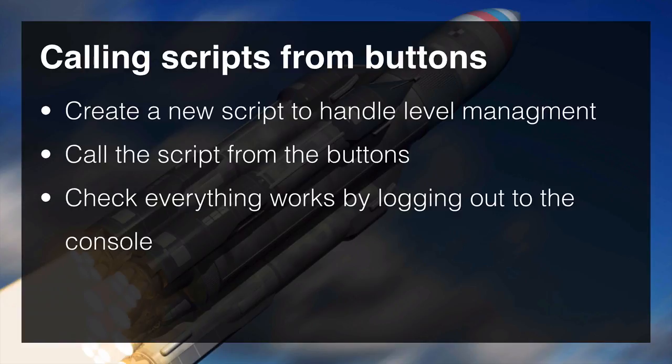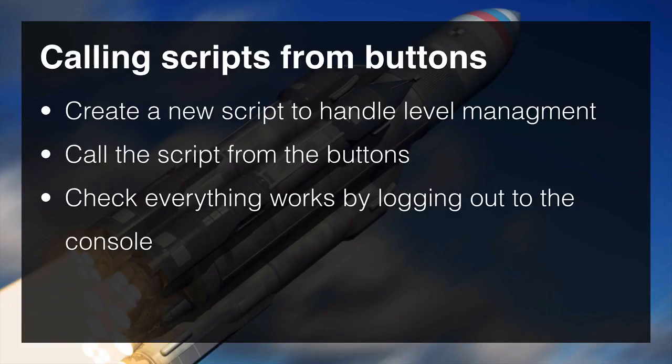So we're going to create a new script. We're going to add a bunch of functions to it to handle the different cases. For us, it's only going to be loading a new level, or rather loading the game, and then quitting the game, and we're going to call those functions from the buttons. And then we'll check that everything works out okay by logging out to the console.